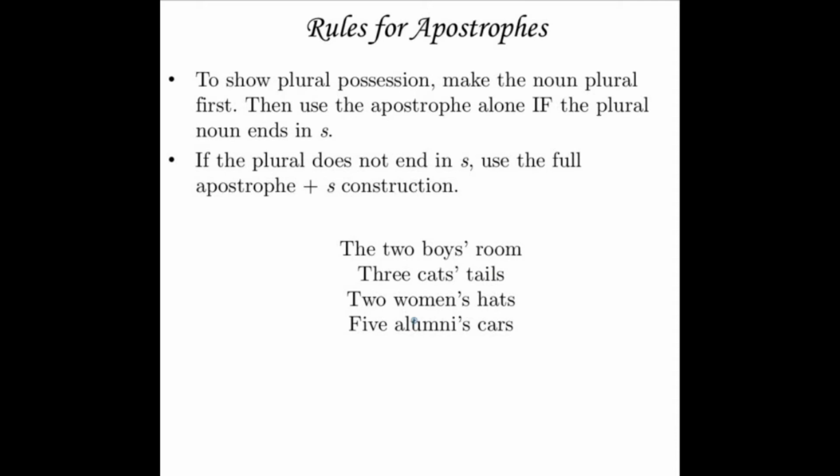All right, to show plural possession, which means that more than one individual or more than one thing owns whatever you're talking about, make the noun plural first. Then use the apostrophe alone if the plural noun ends in S. If the plural does not end in S, use the full apostrophe S construction. So, the two boys' room. Well, there's two boys, so you take the singular noun boy and you make it plural as boys, and because it ends in S, you put an apostrophe after it.